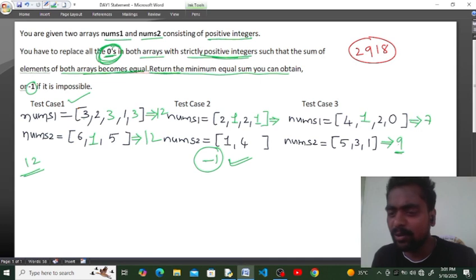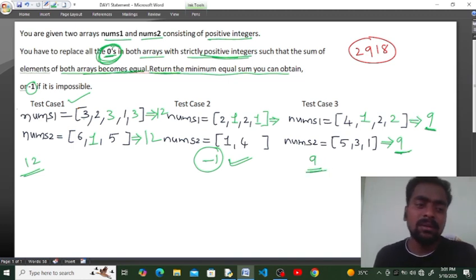So 7 and 9 both are not the same. Right? Now in the second zero, I will keep 2, so that it will become 9 and 9. Right? So this is my minimal sum. So for the third test case, the answer is supposed to be 9.